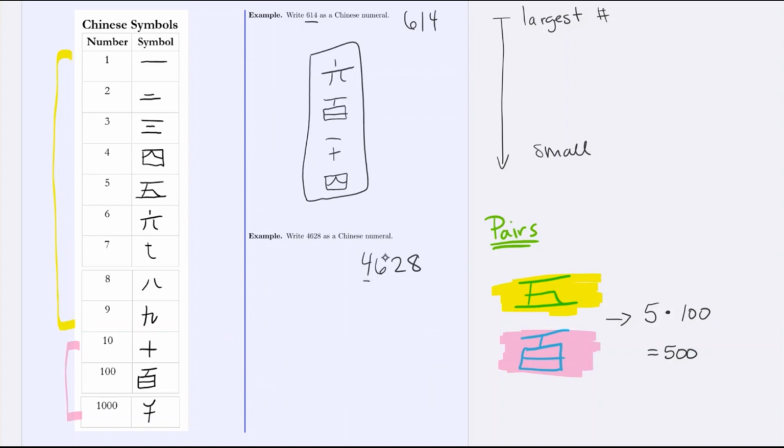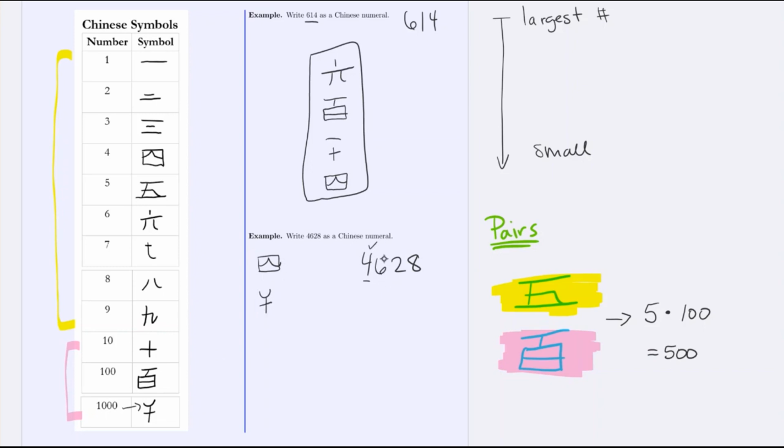So here we've got 4 1,000s. This is the symbol for 1,000, and I've got 4 of those, so I'm going to start at the top with the symbol for 4. I've got 4 1,000s, so I'm going to write those paired together. That's going to represent 4,000.